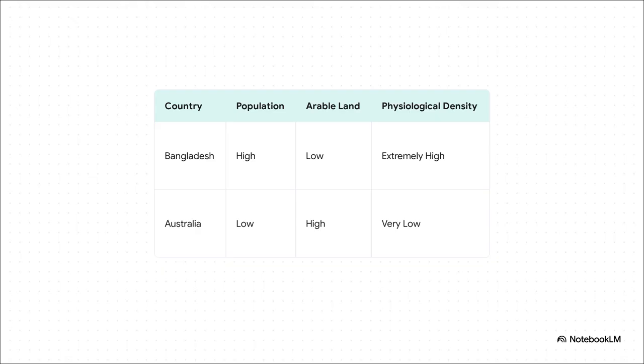Just look at this contrast right here between Bangladesh and Australia. Bangladesh has a massive population living on a relatively small amount of farmable land, which gives it an extremely high physiological density. Then you have Australia, with a way smaller population and vast farmlands, giving it a very low one. This tells you so much more about food security and resource strain, a story that arithmetic density just completely misses.